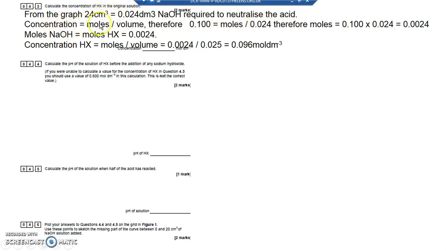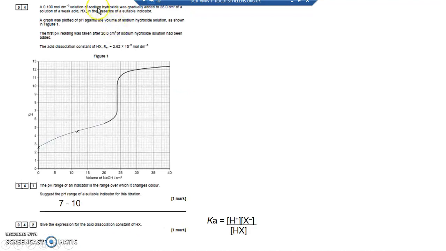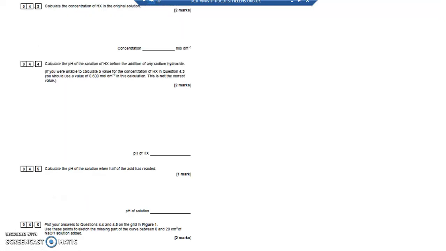I know the concentration from the question. Concentration equals 0.1, equals moles divided by volume. Therefore, number of moles equals these two numbers multiplied together, 0.0024. At that point, the number of moles of sodium hydroxide equals the number of moles of acid. So the number of moles of acid also equals 0.0024. I've got the volume of the acid, 25 cm³ or 0.025 dm³.